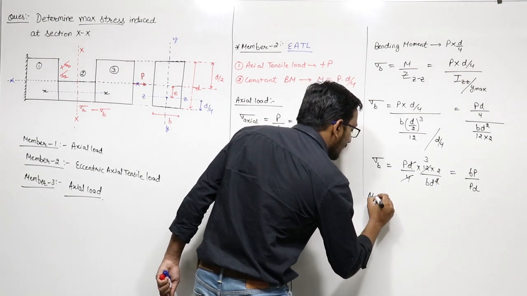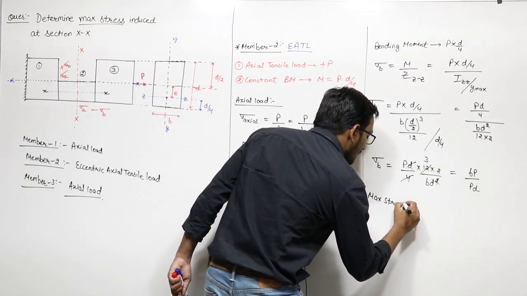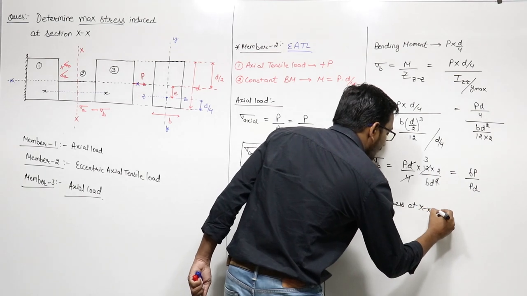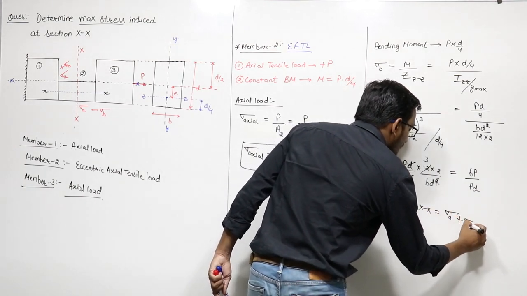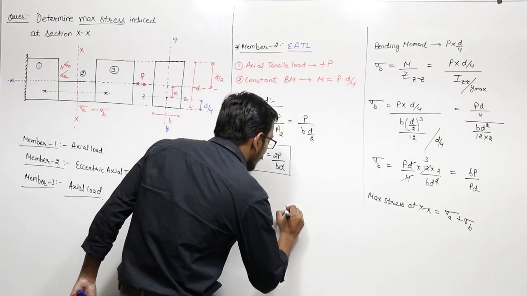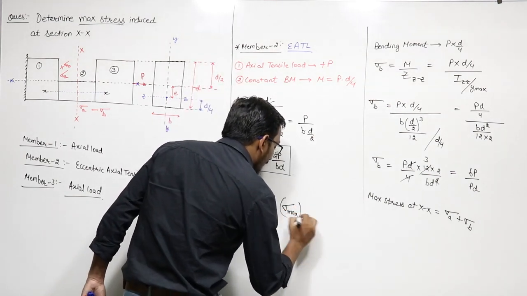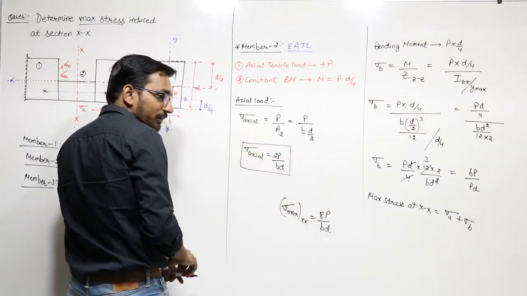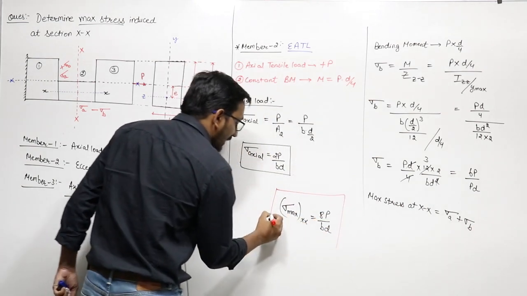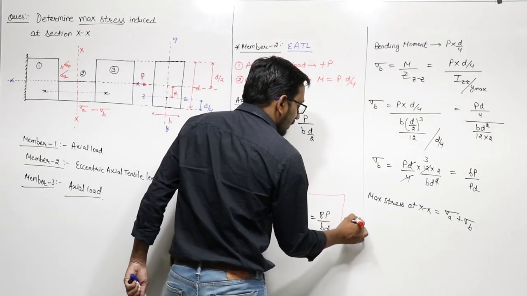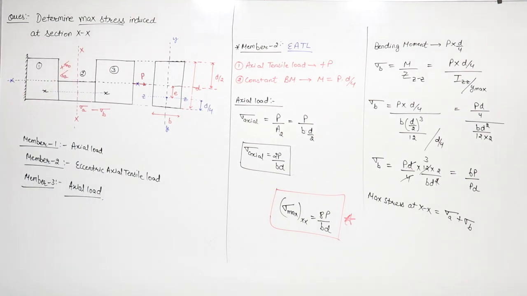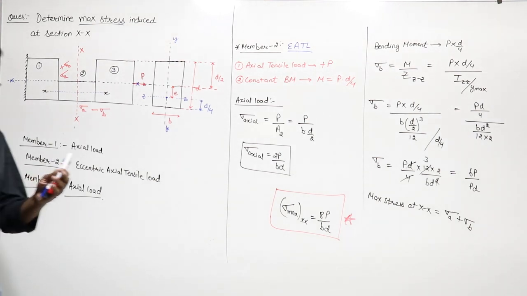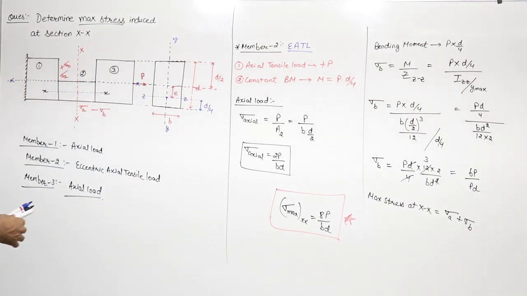So the maximum stress at section XX will be sigma A plus sigma B. You can write the maximum sigma at XX will be 8P upon BD. You just add it: 6 plus 2 will be 8. So 8P upon BD. This is how you can solve this. You can also try this question for the maximum stress, and you can also change this question like that.